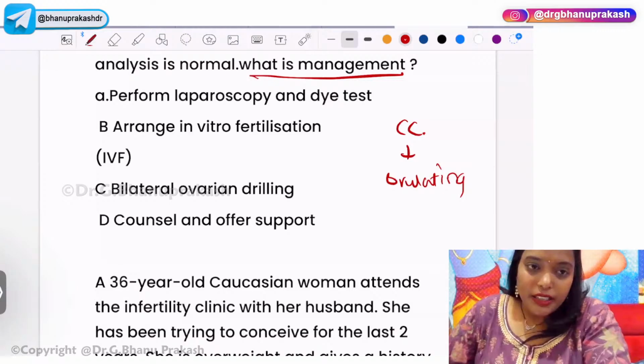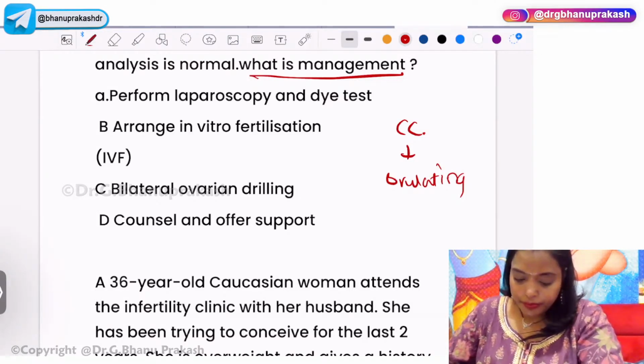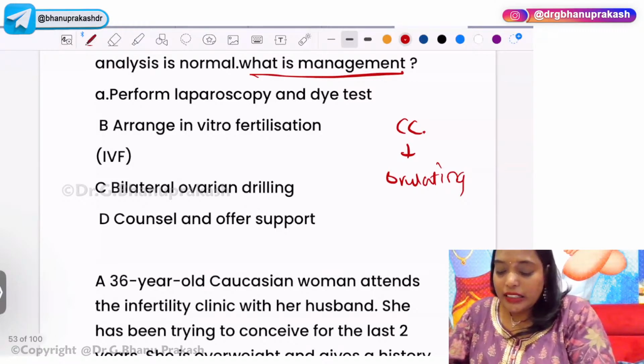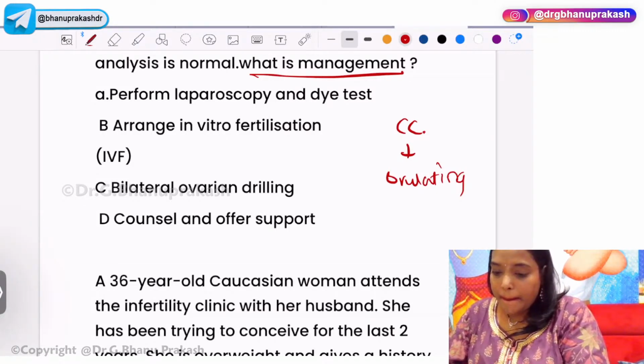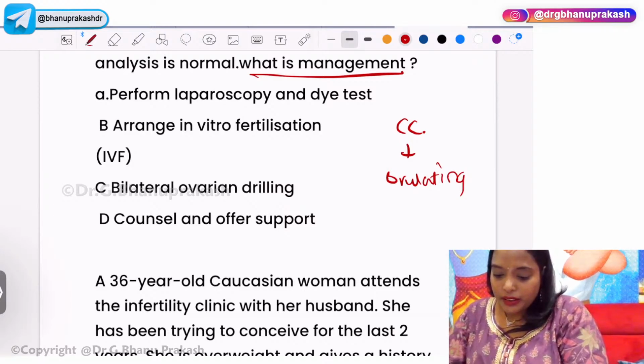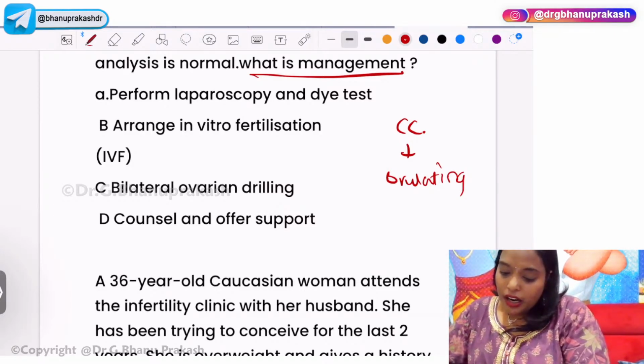Yes, what should be the answer here? See, what is happening here? She has conceived. B. Arrange IVF. Don't you think you have to rule out?